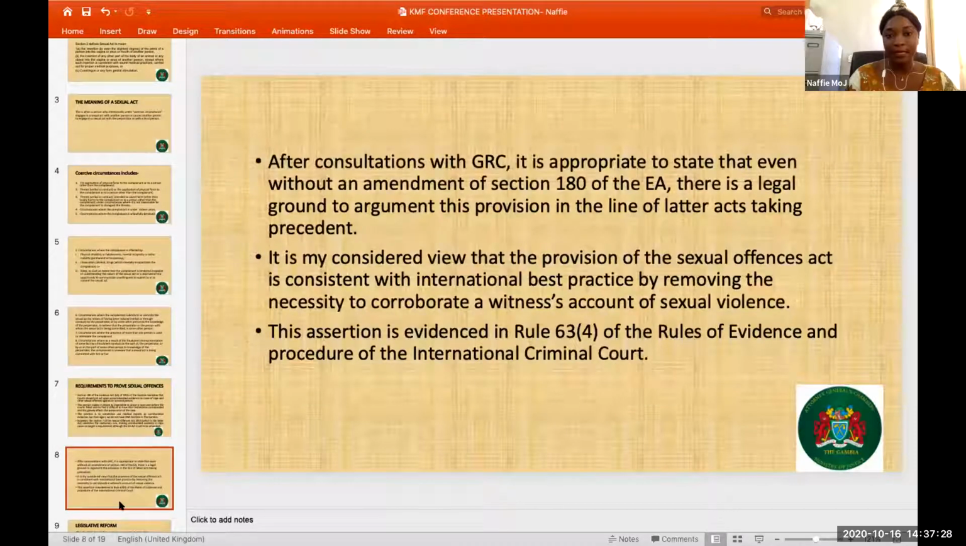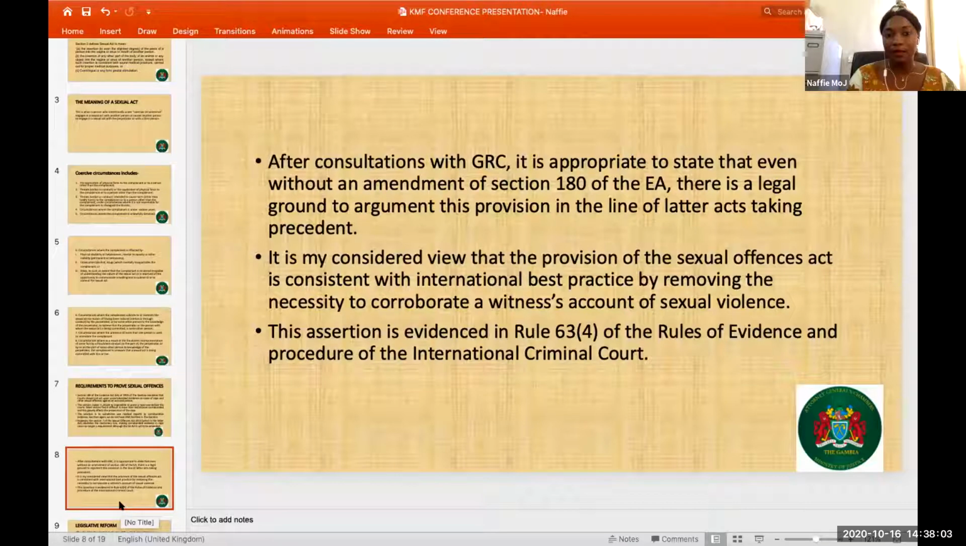So after consultations with the Global Rights Compliance, we've been working closely together, and we've also had discussions related to these two provisions: Section 180 of the Evidence Act and Section 7 of the Sexual Offences Act. And it is appropriate to state that even without an amendment of the Evidence Act, there is a legal ground to argue that the provision is in line, because the latter acts usually take precedence. So we can rely on that when challenged by defense counsel.